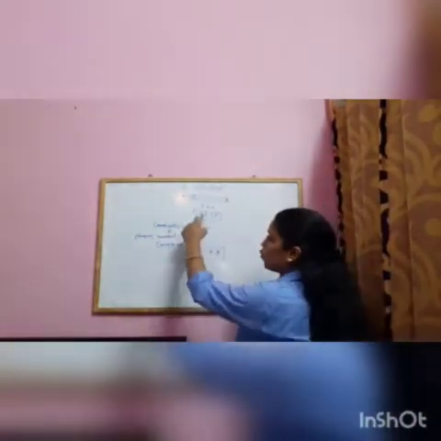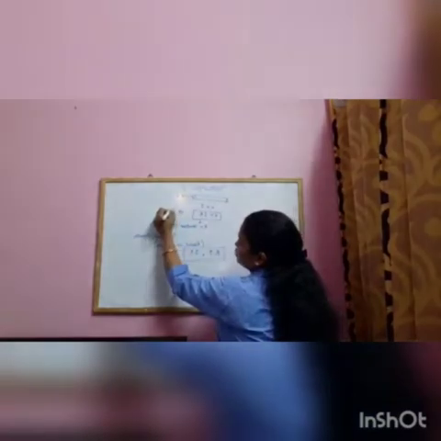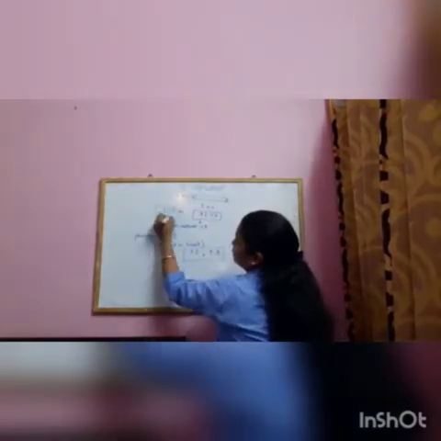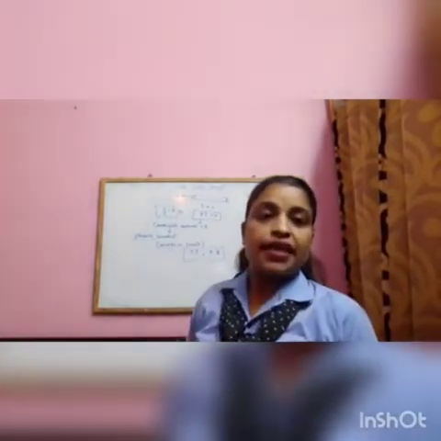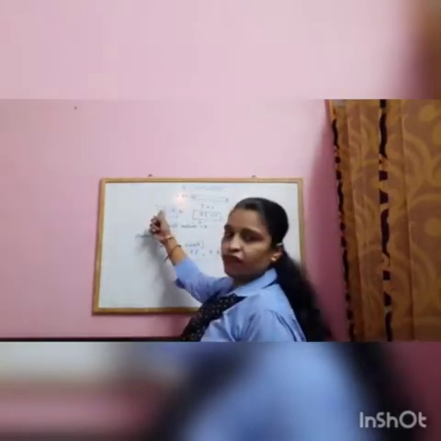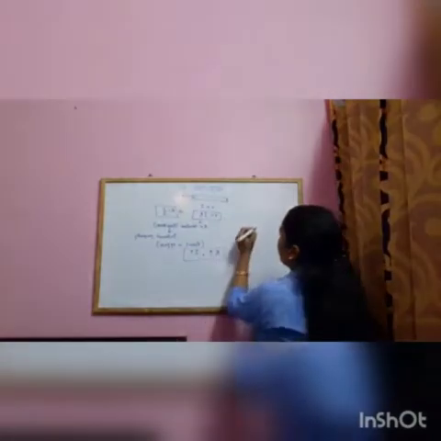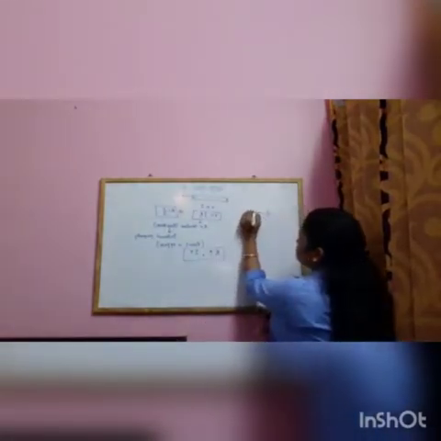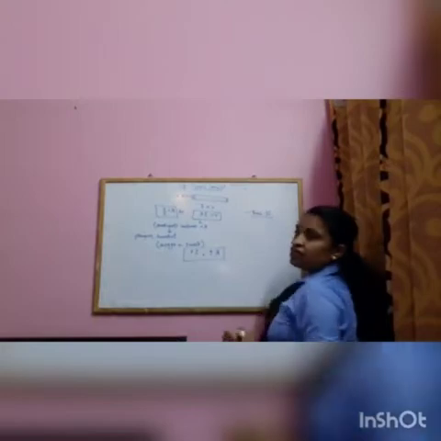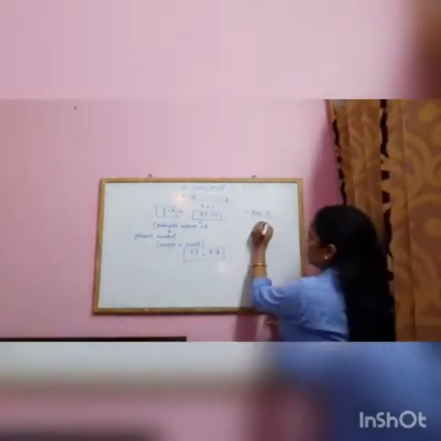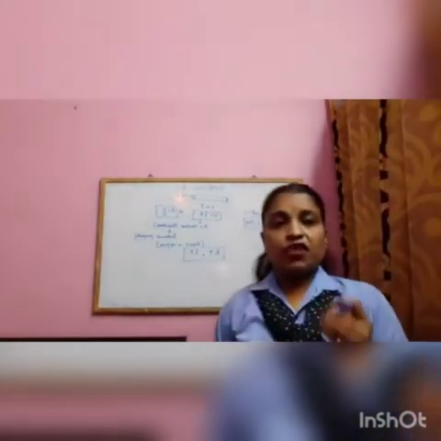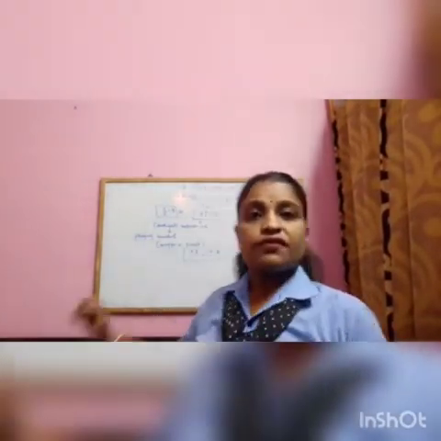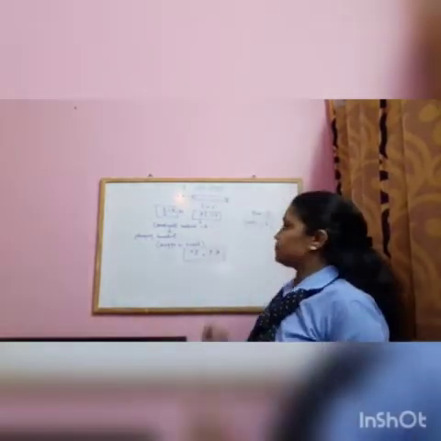Hence, from here we can define R equals V upon I. We can define resistance as the ratio of potential difference and the current flowing through the conductor. The SI unit of resistance is ohm. The SI unit of resistance is named after the scientist Ohm himself.